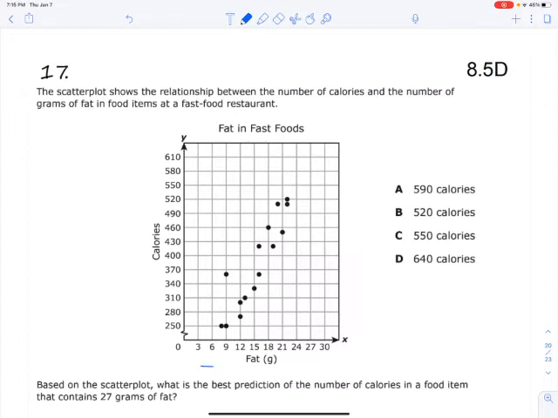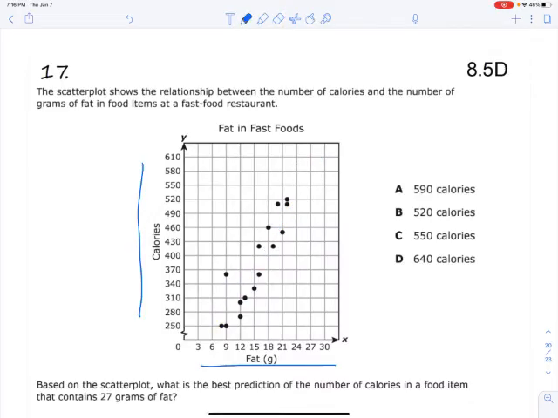So we've got fat here along the bottom. We've got calories along the side. And what we basically do with a scatter plot is we look at the trend. Okay, and we put what we call a line of best fit down the middle of it. Okay, so we kind of do an average line here of all these points right here. And we look at this line as it goes up. It kind of goes just about like that. Maybe it's a little bit off.